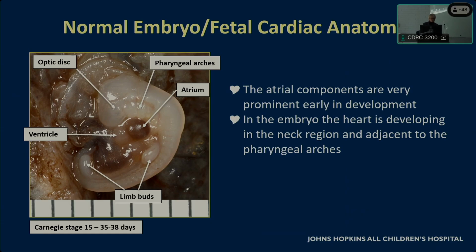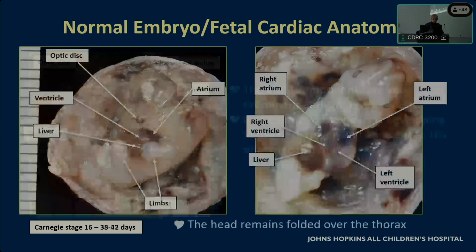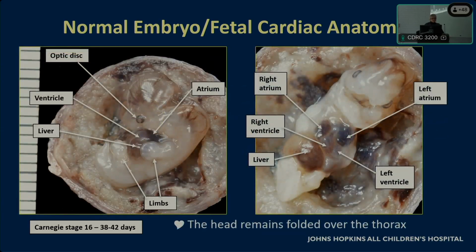The head is folded completely over the heart and some of the liver. The atrial components, you can appreciate, are quite large early in development. And the heart is actually developing in the neck region adjacent to the pharyngeal arches, which you can see there. And you heard earlier Professor Anderson talking about how the heart is actually attached to the pharyngeal mesenchyme throughout the cardiac development.